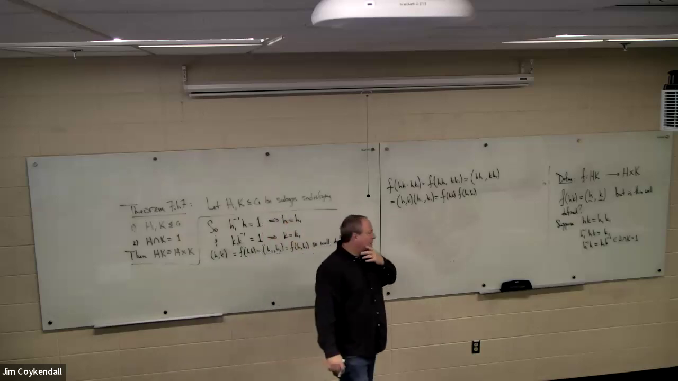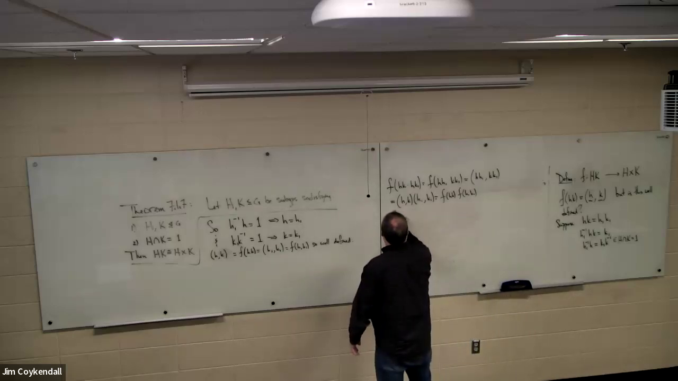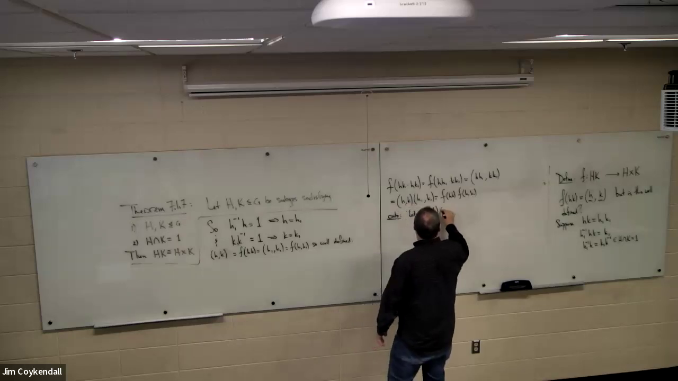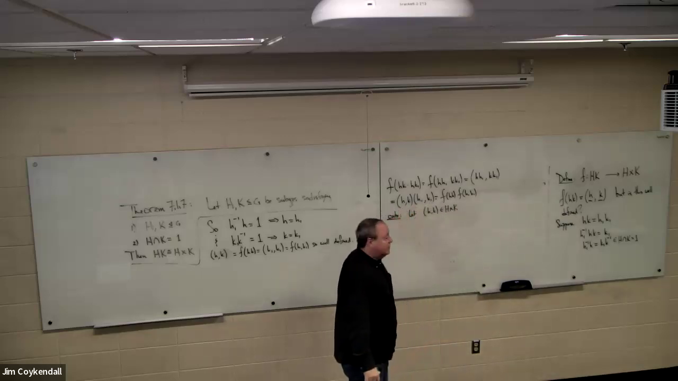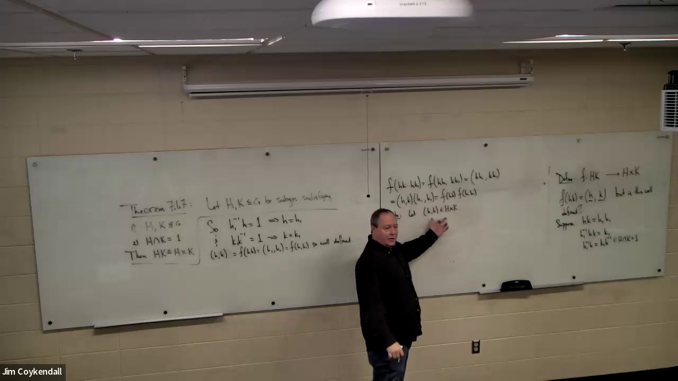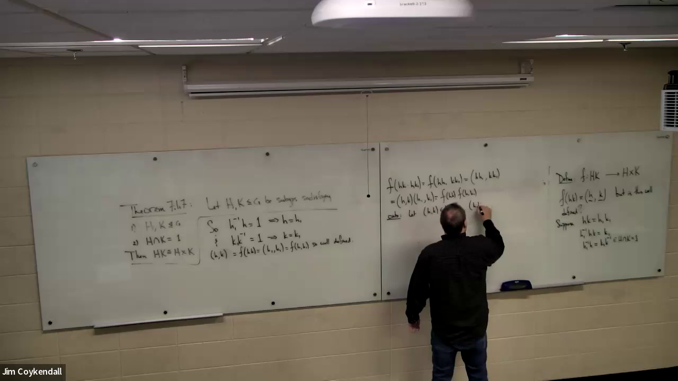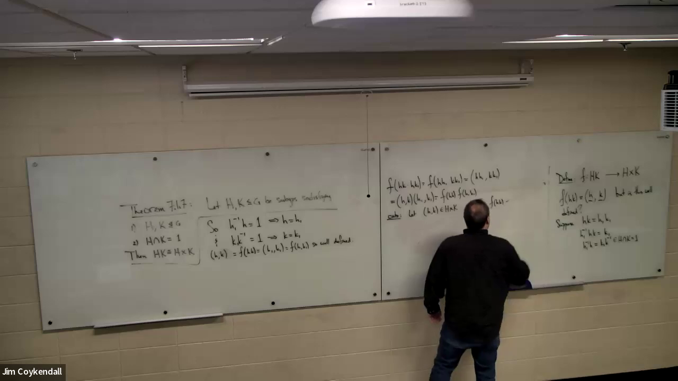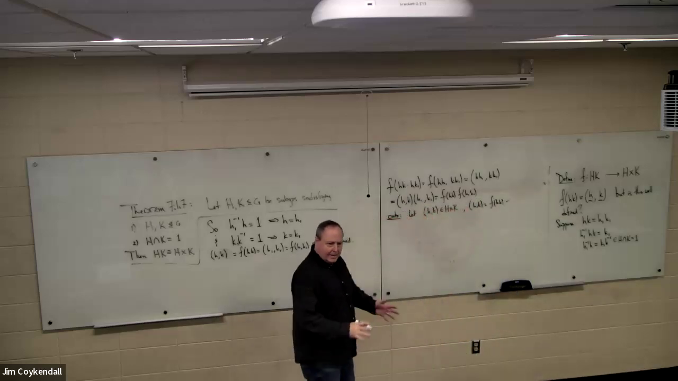Got to show it's one-to-one and onto. I think onto is fairly easy. Actually, one-to-one is too. Suppose I have an arbitrary ordered pair in here, (H, K). Then HK is F of HK. Check. Everything's covered, so it's onto. How about one-to-one?